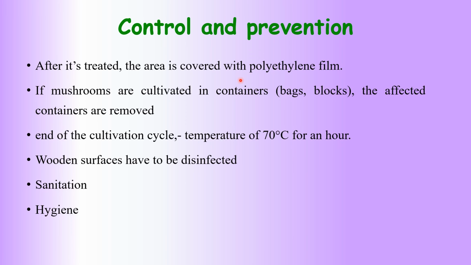If the mushrooms are cultivated in containers like bags and blocks, the affected containers are totally removed. At the end of the cultivation cycle, the temperature should be increased up to 70 degrees Celsius for an hour. All the wooden surfaces have to be disinfected, and by maintaining proper sanitation methods and full hygiene of mushroom farms, we can control mummy disease.